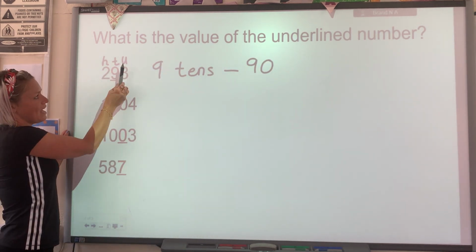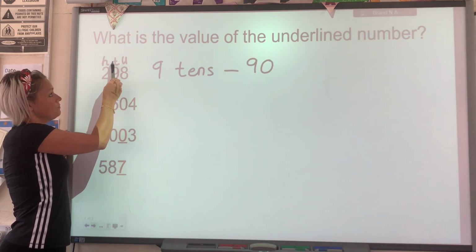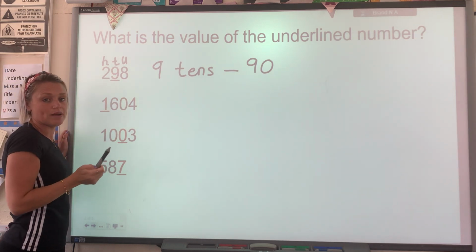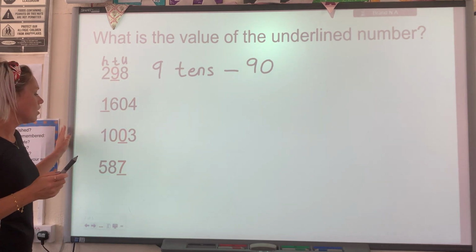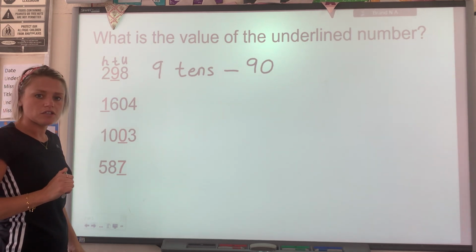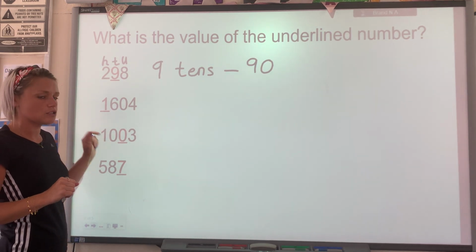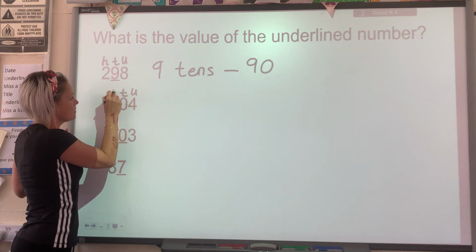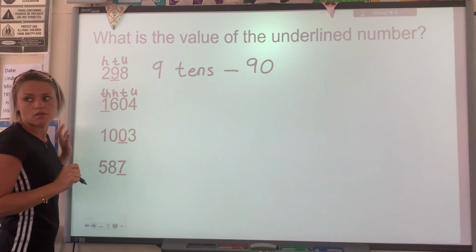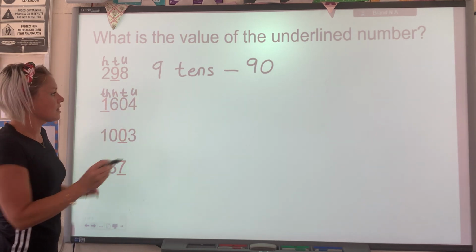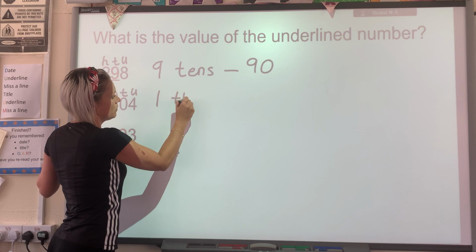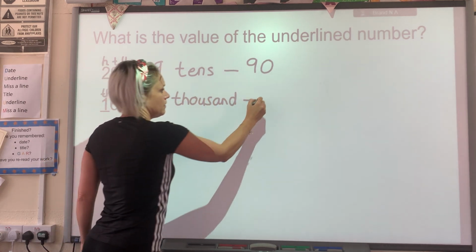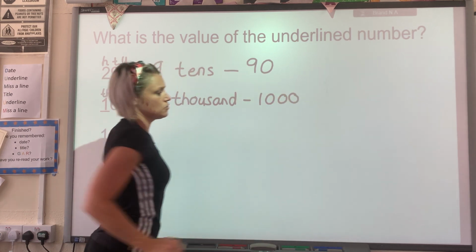Okay, so it really helps if you write on the position, because all you need to do is look at what the column title is and what the value of the number is in that column. So this one we've got 1,604, and this time it's the 1 that is underlined. So again I'll write on units, tens, hundreds, thousands. So this time it's the 1 in the thousands column. So I've got 1 lot of 1,000. So the value of that number is 1,000.